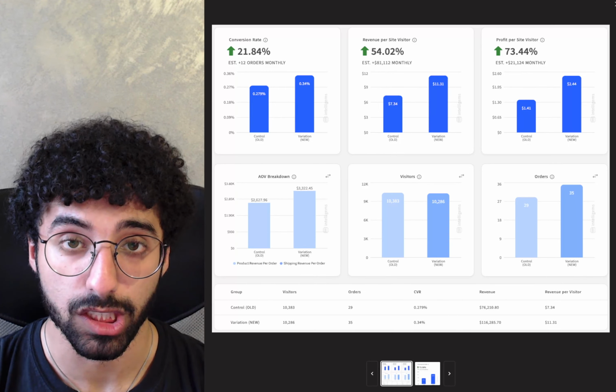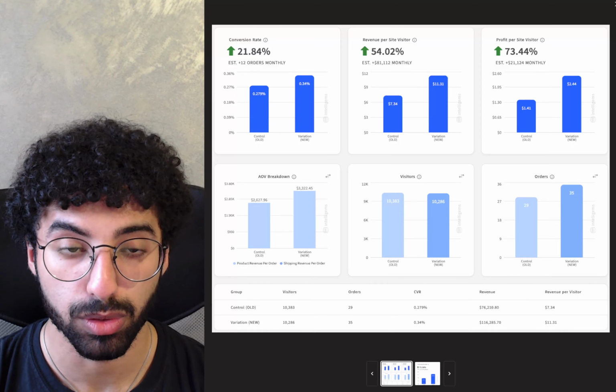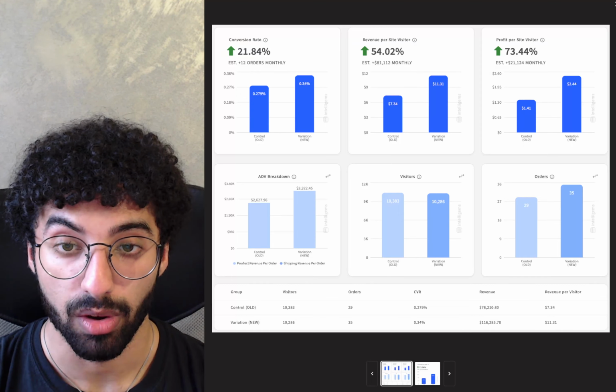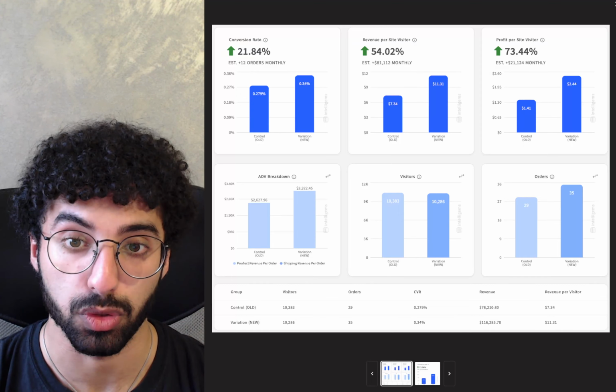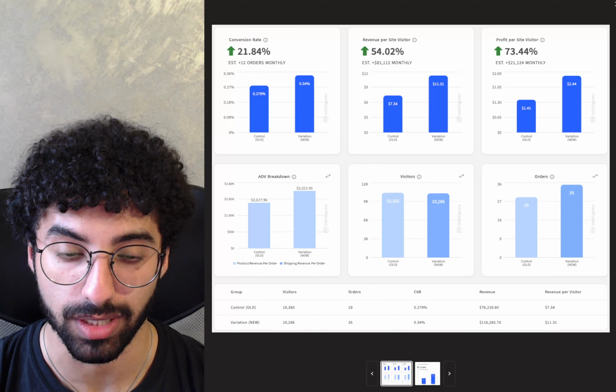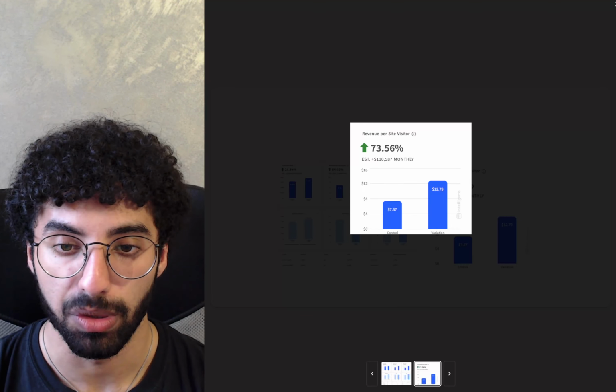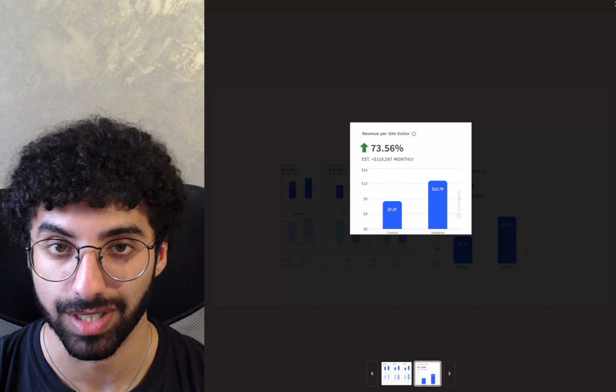On my screen right now are the split testing dashboards for two of our e-commerce clients. As you can see, in 30 days, we were able to increase conversion rate by 21% and revenue per site visitor by 54%, which amounts to $81,000 in additional monthly revenue and a $900 increase in AOV. And in this second case, a 73% increase in revenue per site visitor, which amounts to $110,000 in additional monthly revenue.